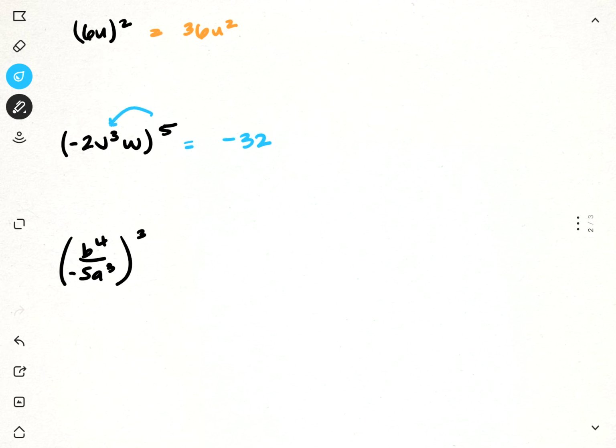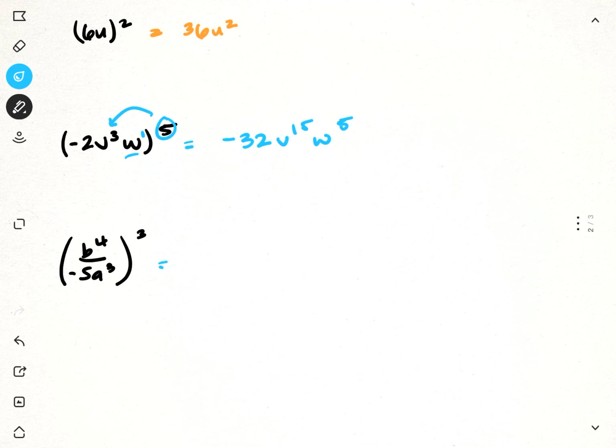v cubed to the 5th, we're using the power rule, right? So 3 times 5 is 15. V to the 15. And w, if it helps to put a 1 on there just to make sure that you guys are okay when you're multiplying, we're just going to do 1 times 5, which is 5. If you don't want to remember that, just know if we have a variable without an exponent on it, it just becomes the exponent. So the 5 became the exponent for our w.